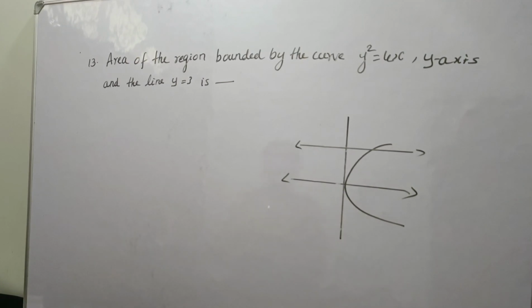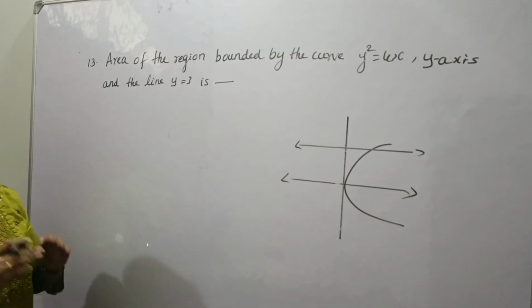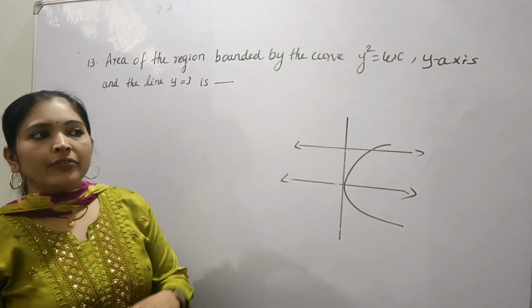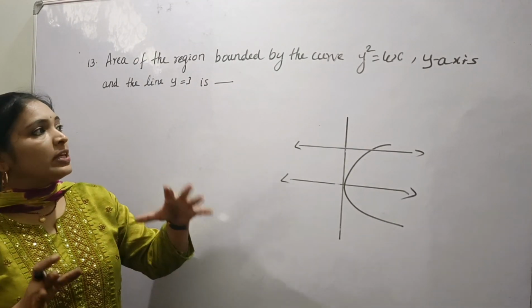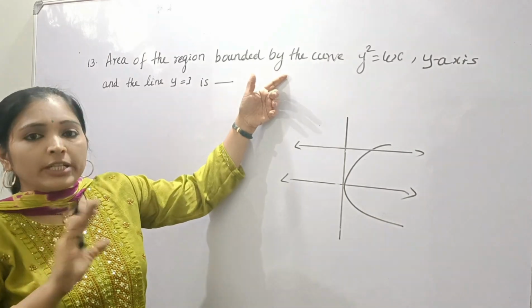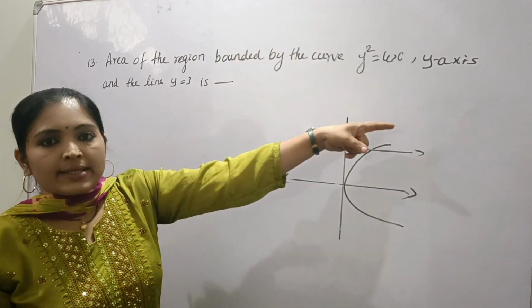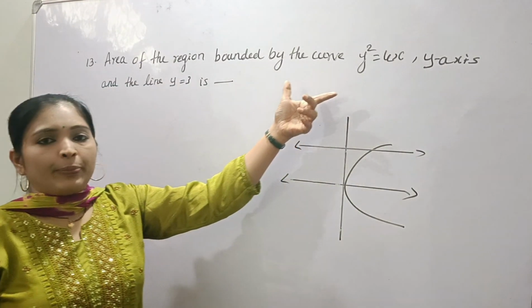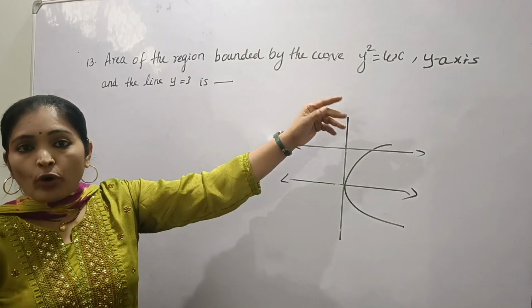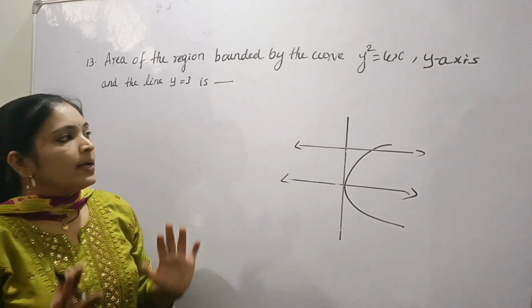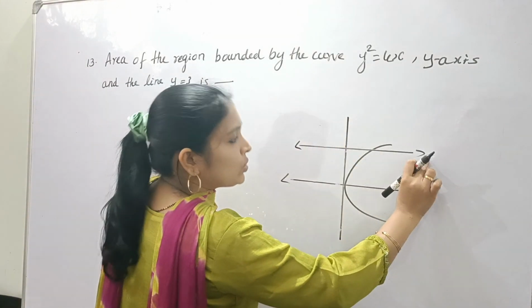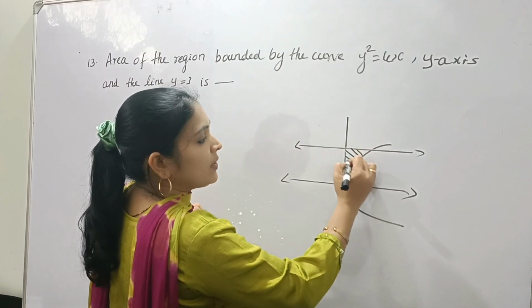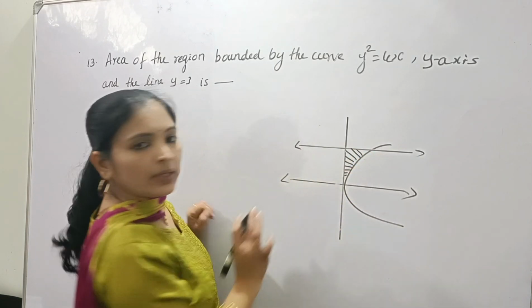Area of the region bounded by the curve y square is equal to 4x, y axis, and the line y is equal to 3 is dash. Here we have to find the area of the region between the curve and the y axis and the line y is equal to 3. So here the parabola is y square is equal to 4x, that is towards the positive x axis, and the line y is equal to 3. It is the region we have to find, right? We have to find the area of this region, right?